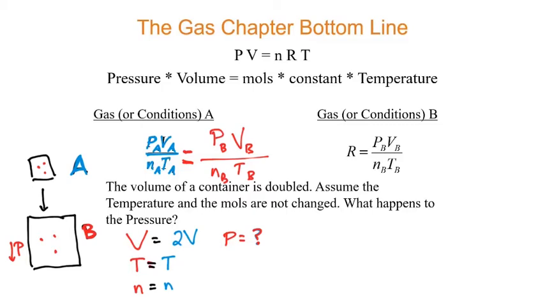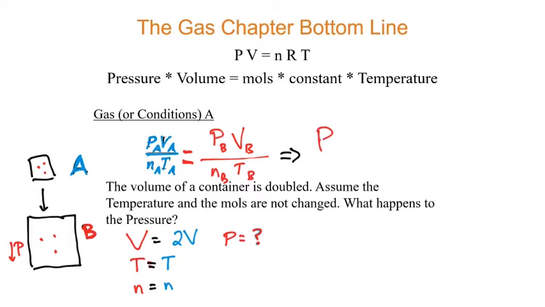Now we can start to make our substitutions into the expressions shown above. PB, well, that's what I'm solving for, so I'm going to leave that one alone. VB, what is the volume of the red container? It's twice the volume of A, so 2VA. The moles of B would just be the moles of A. And the temperature of B would just be the temperature of A.